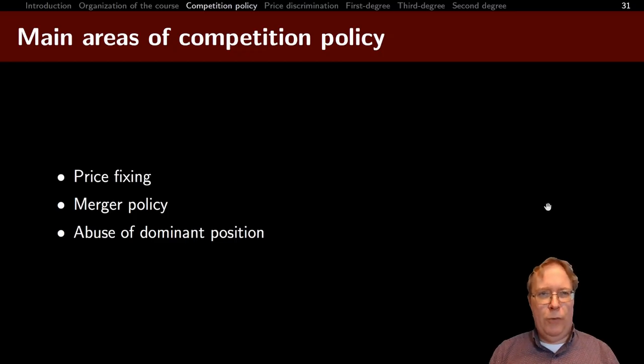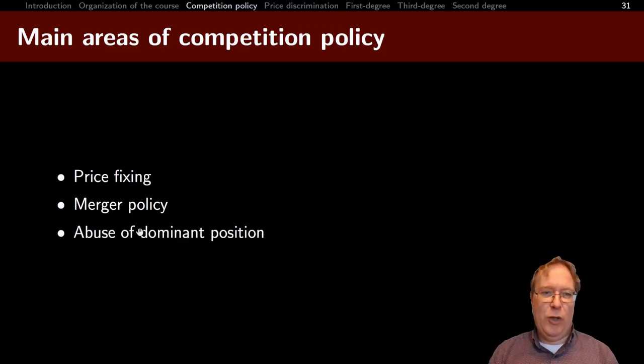Okay, a bit more focus on this. So what does competition policy do? Mainly it looks at three main areas. First of all, firms that are supposed to compete with each other should not make price agreements or other agreements. So that's the price fixing part. If you want to merge with another firm in your industry, then antitrust authorities will try to make sure that that doesn't lead to a dominant position. You don't become too big. So that is part of merger policy.